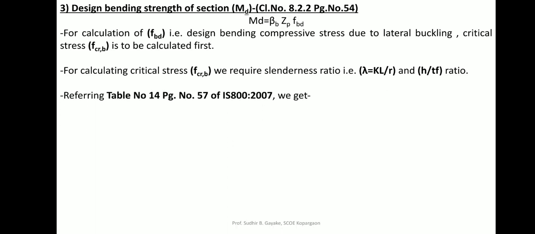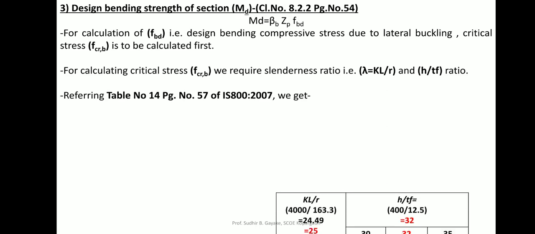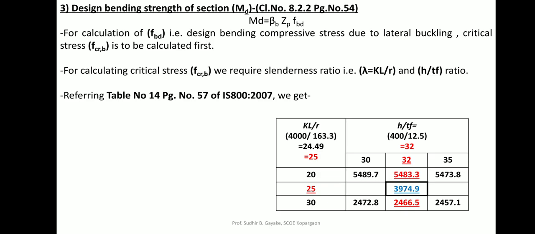So directly you go with referring to Table 14 on page 57 of IS 800:2007. So this is the table. Initially, take the KL by r value, considering plastic section modulus for the z side. The rz value is going to be 163.3, so we are getting the ratio 25, and horizontally h by tf, 400 by 12.5, we are getting 32. So initially interpolating the values, you perform the interpolation horizontally, that is, we know the values for 30 and 35 and you need to calculate for 32.